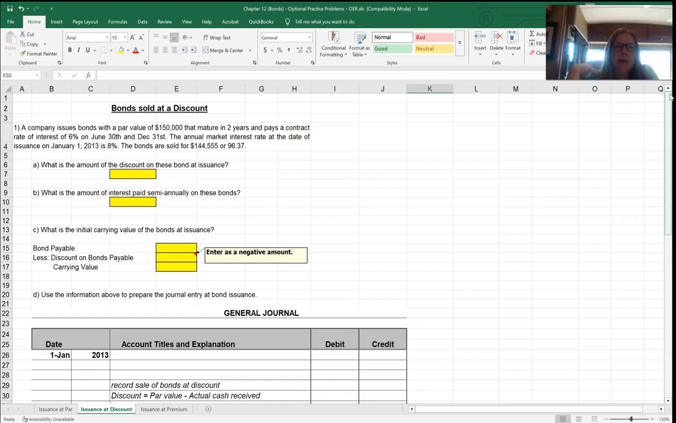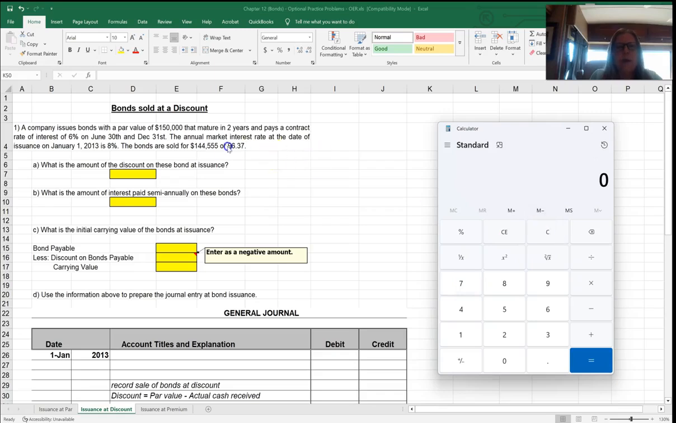They're not going to buy a $150,000 bond for 6% if they could buy the same $150,000 bond at 8% from somebody else. So we'd have to sell ours at a discount to attract buyers to our bond. So the first thing we have to do is say, okay, how much are we going to have to discount? And we've determined that we have to sell it at 96.37%. So that means it's $144,555 that they're going to pay us for this $150,000 bond.